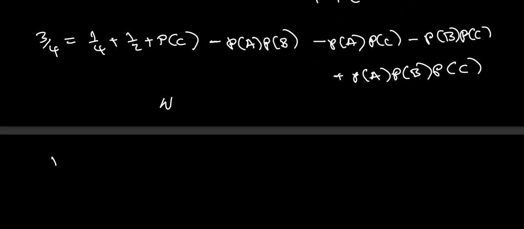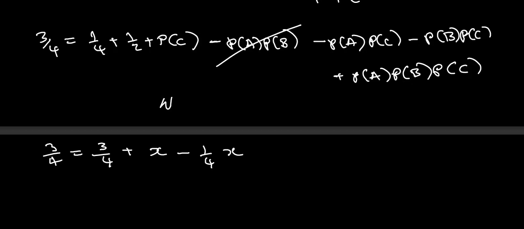So we have 3 over 4 is equal to, this is a quarter and a half. When you add this, that's going to give us 3 over 4. Then plus x, the probability of C, I'm just going to use x to represent it. Then minus the probability of A, which is 1 over 4, so I'll say 1 over 4 x.